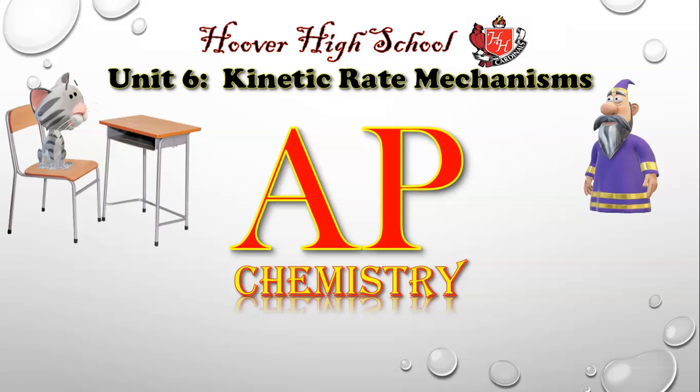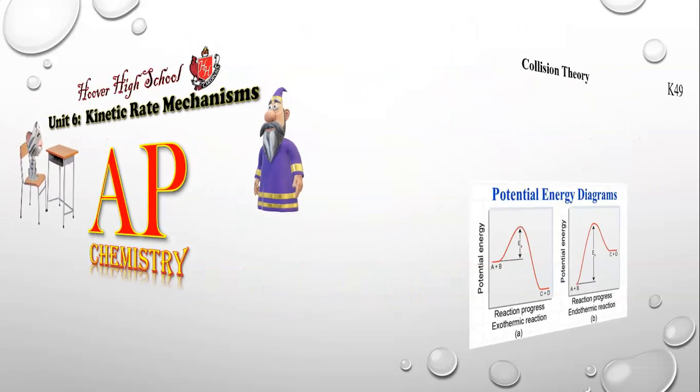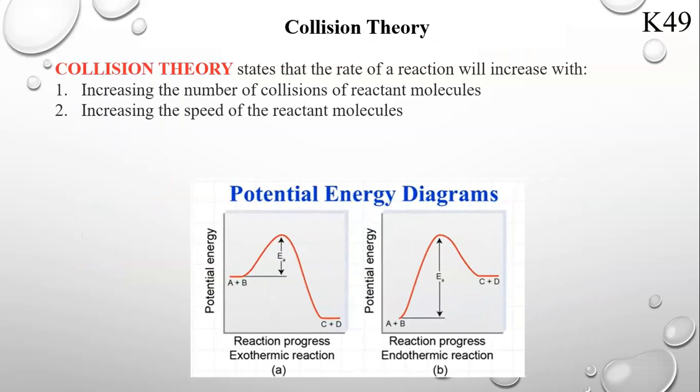Okay, so this is kinetic rate mechanisms. So let's talk about collision theory. That's part of kinetics. And essentially, chemical reactions happen because atoms and molecules smash into each other, break apart, and then recombine to form new substances. That's the essence of a chemical reaction.